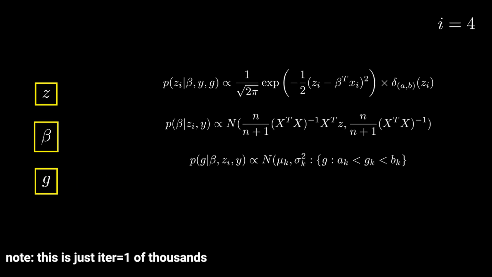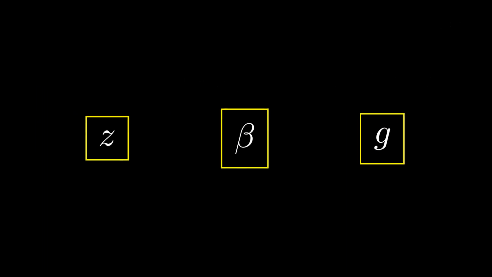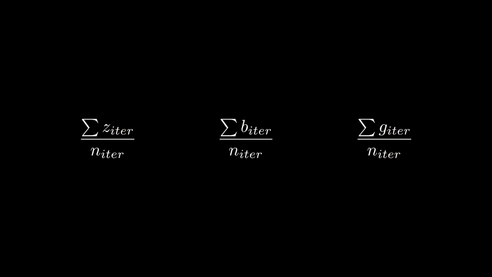From here, we just continue to generate new samples for beta and G. Also, since each sample depends on the previous one in our Markov chain, it's helpful to only save every 25th value to reduce autocorrelation between samples. When you've run enough iterations, you'll be left with a list of samples for beta and G. To get the final estimates for these parameters, we just take the mean of all these samples.